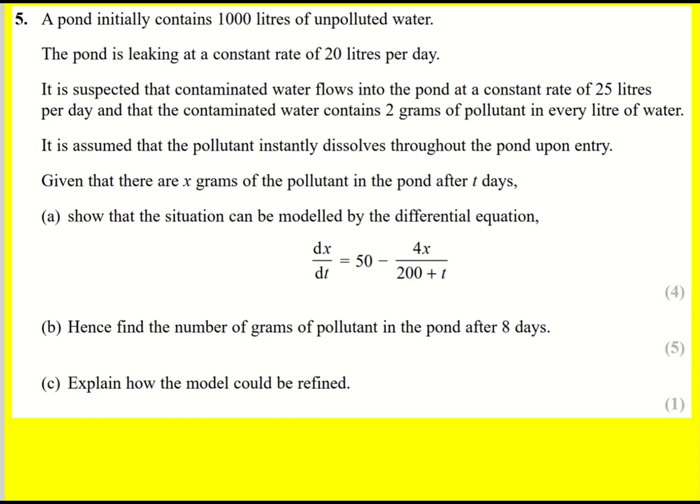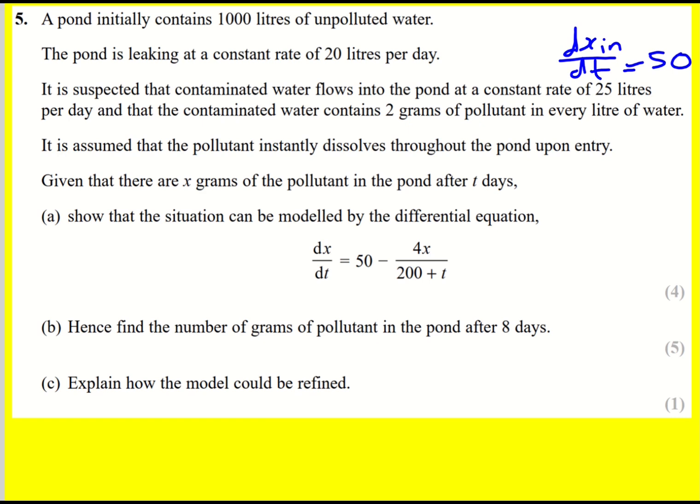So in fact, I'm going to write that at this point. dx in by dt is going to be 50. It's assumed that the pollutant instantly dissolves throughout the pond upon entry. This is going to be relevant for when it's leaking out, and it's given that there are x grams of the pollutant in the pond after t days. Okay, I've kind of already referenced that.